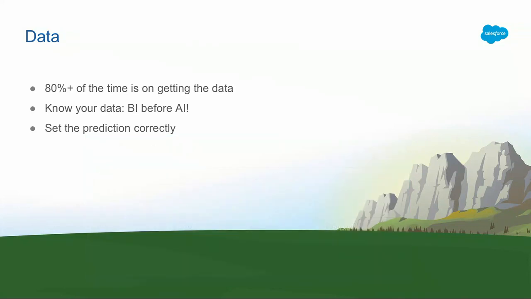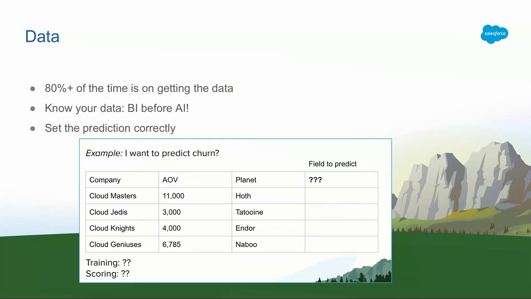But let's say, for example, you want to predict churn. This is already more complex. How do you define churn? You have all these companies, and you want to know which ones are going to churn or not. But what is the training set? What is the scoring set?